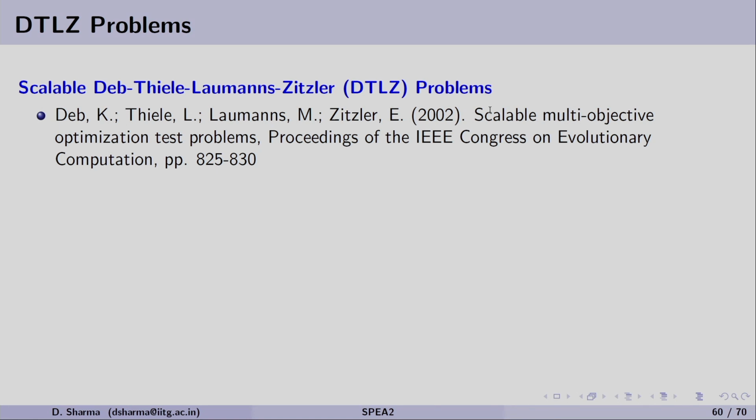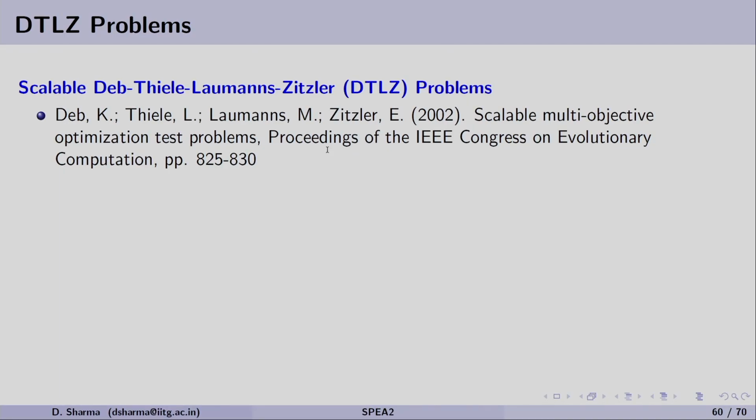So another class of problem on which we will see the performance of SPEA2 is the DTLZ problem. These DTLZ problems are scalable problems, meaning that we can solve for any number of objective functions. So let us look into the DTLZ problem now. These problems are proposed by four authors, and from their surnames the name DTLZ came out.